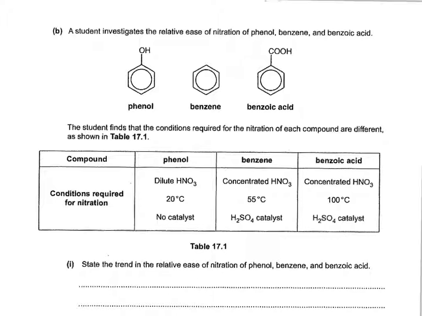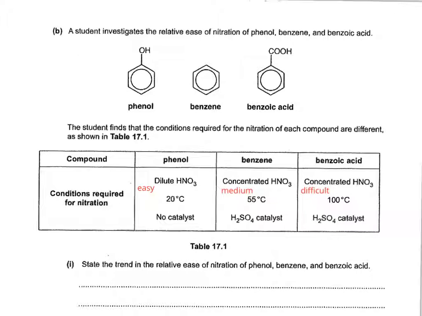So looking closely at the conditions required for nitration, you can see it's quite easy to nitrate phenol. A little bit harder in terms of the concentration of the acid and the temperature required to nitrate benzene. And then finally, benzoic acid is the hardest to nitrate of all.